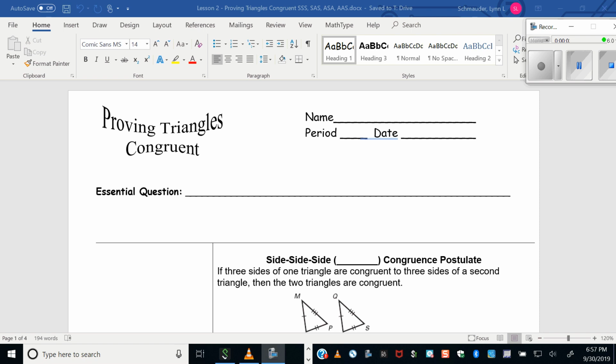We've got a great lesson here today because we're going to learn some shortcuts. We're going to learn how to use some postulates and theorems to prove that polygons are congruent, specifically triangles, so we won't have to prove that all the corresponding parts are congruent. So it's going to be great. It's going to give us some shortcuts.